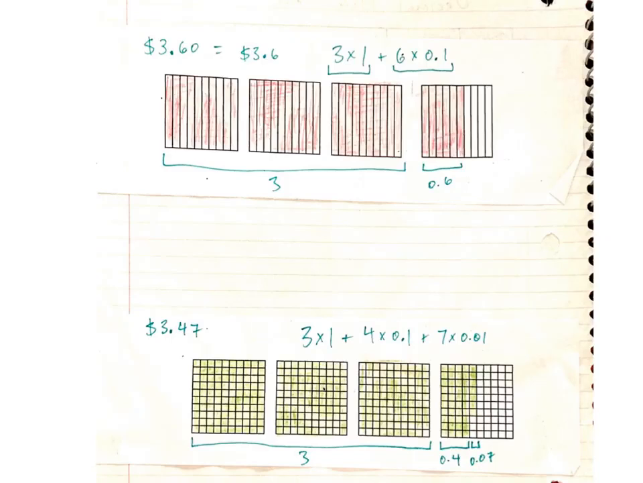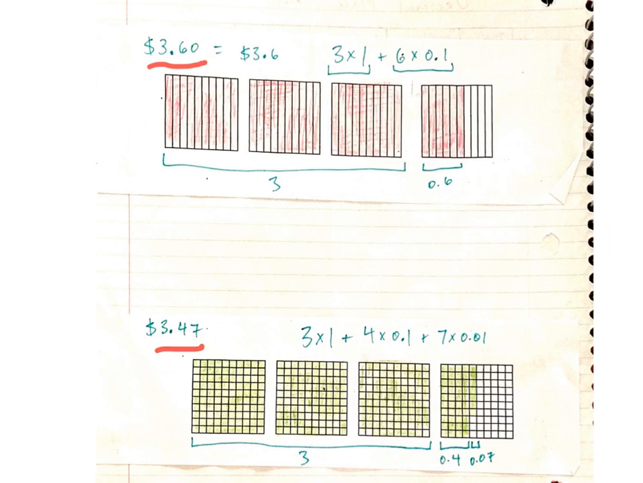The last two decimal models we looked at represented amounts less than one whole. On this page, you'll see two different sets of decimal models that represent amounts greater than one whole. And in this case, we're dealing with money, $3.60, $3.47. Now remember that each flat, that's each large rectangular square, represents one whole.